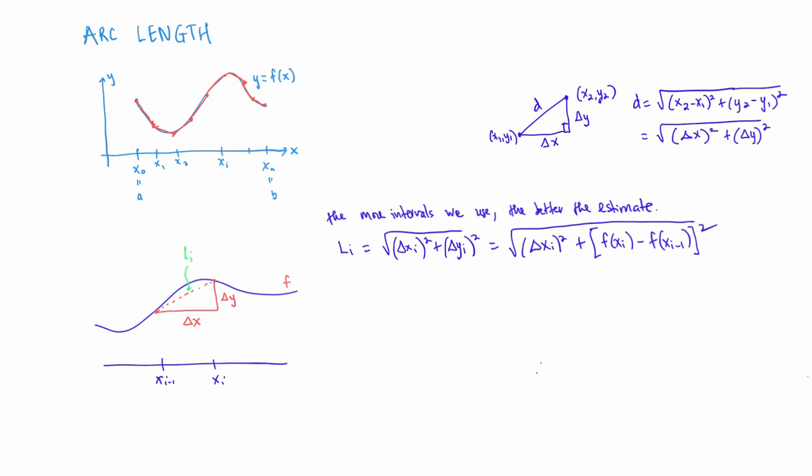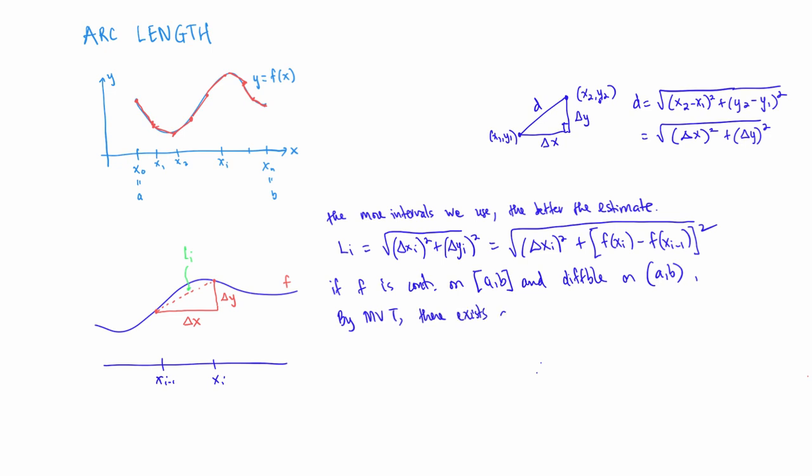We assume that the function f is continuous and differentiable on the closed interval a, b. Therefore, on each of these intervals x_i minus 1, x_i, the function f is also continuous and differentiable. We then apply the mean value theorem on each of the intervals x_i minus 1 to x_i.